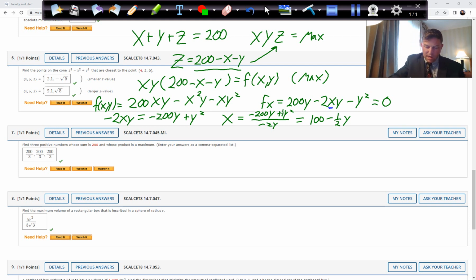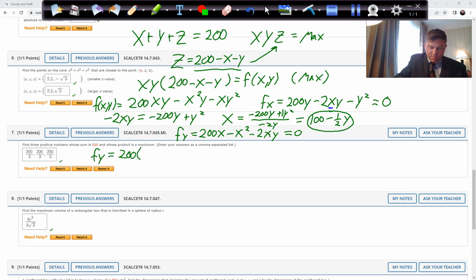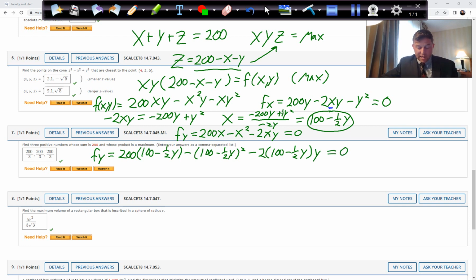Now we're going to find fy. Fy would be equal to 200x minus x squared minus 2xy. But we're going to replace all instances of x with this that I just circled, that we just found. And we're going to set this equal to 0. So fy is really going to be 200 times 100 minus 1/2 y, minus 100 minus 1/2 y quantity squared, minus 2 times 100 minus 1/2 y times y. So if you look at that, I replaced all instances of x in the fy equation with the 100 minus 1/2 y. And now if you look, there are no x's in this equation. It's all y's and numbers, and it's equal to 0.